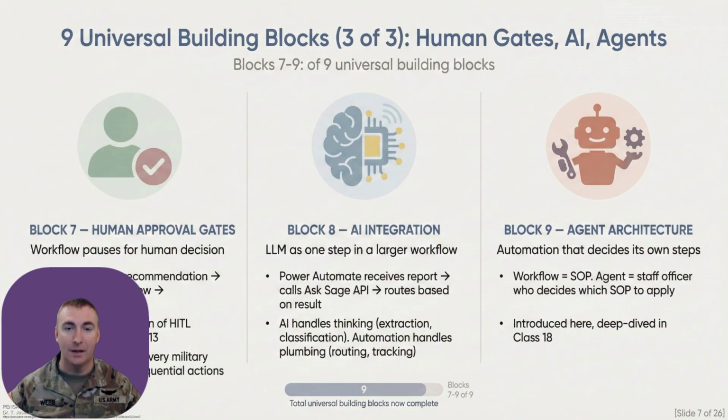This is where military automation diverges from commercial. Human approval gates pause the workflow for a human decision. Non-negotiable for every consequential action. AI integration makes the LLM one step in the pipeline, not the pipeline itself. Automation handles the plumbing. AI handles the thinking. And agents? A workflow follows an SOP. An agent is the staff officer who decides which SOP to apply. We will go deep on agents in Class 18. 9 blocks down. Now you need the vocabulary to operate them.